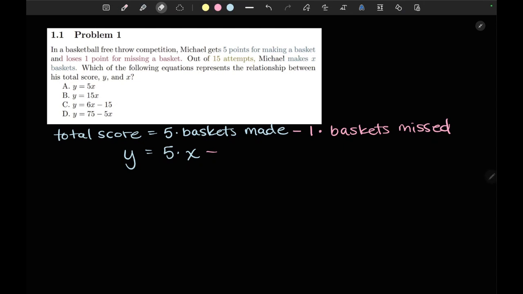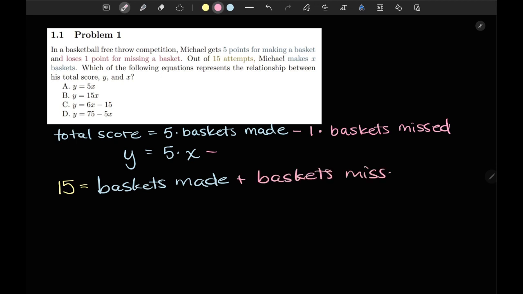So the key to progressing in this problem is going to be to use that third piece of information that we haven't looked at yet, which is that Michael has 15 attempts total. So think about it this way. If you have 15 attempts, then the sum of the baskets that you make and the baskets that you miss is going to be equal to those 15 attempts. Whether you miss them all or make them all or some combination of that, 15 is going to equal the number of baskets made plus the number of baskets missed.